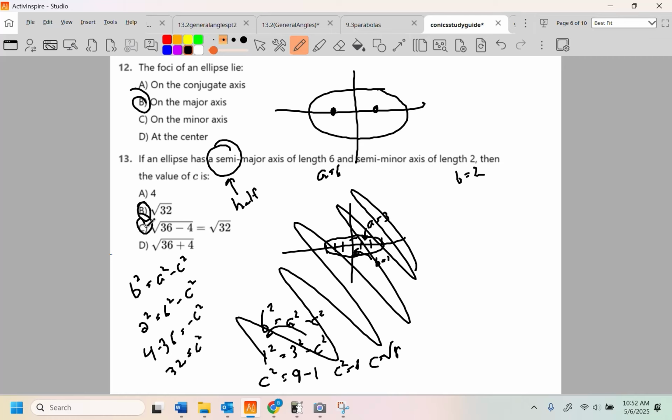There's actually nothing wrong with that either. I don't know what's up with ChatGPT. I'll try to clean that up on test day, but either one of those are valid.